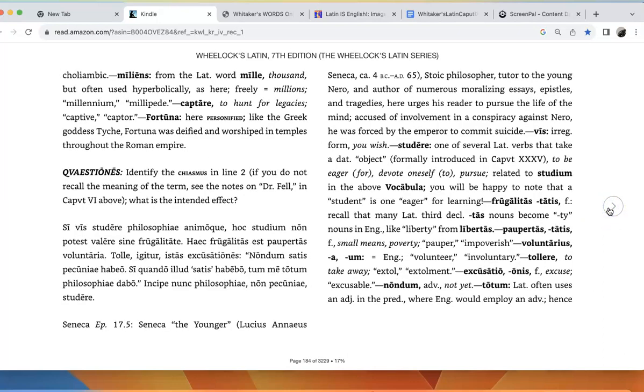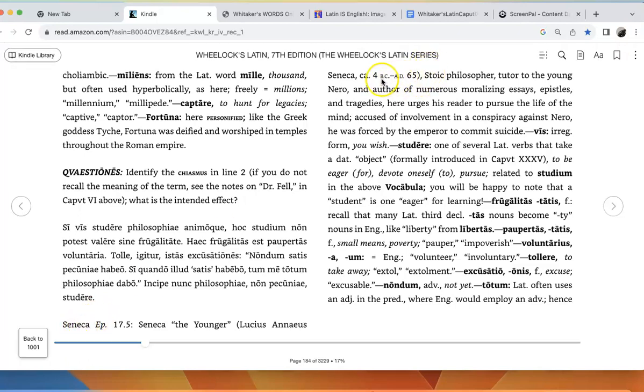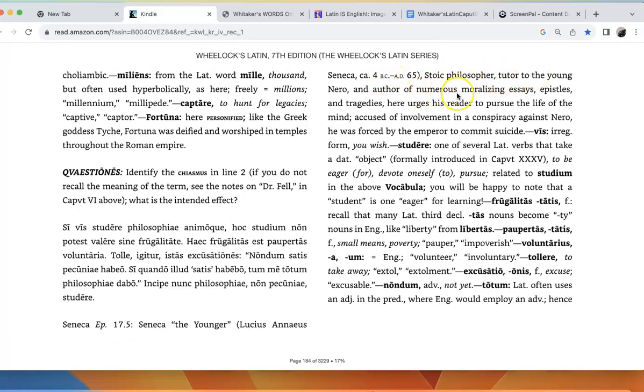It's actually by Seneca. Again, it's not the best organization on this Kindle version, but Seneca, 4 BC to 65 AD, Stoic philosopher, tutor to the young Nero, the author of numerous essays, epistles, tragedies. He urges his readers to pursue the life of the mind. Accused of involvement in a conspiracy against Nero, like Socrates, his hero before him, he was forced by the emperor to commit suicide. So here is our passage.